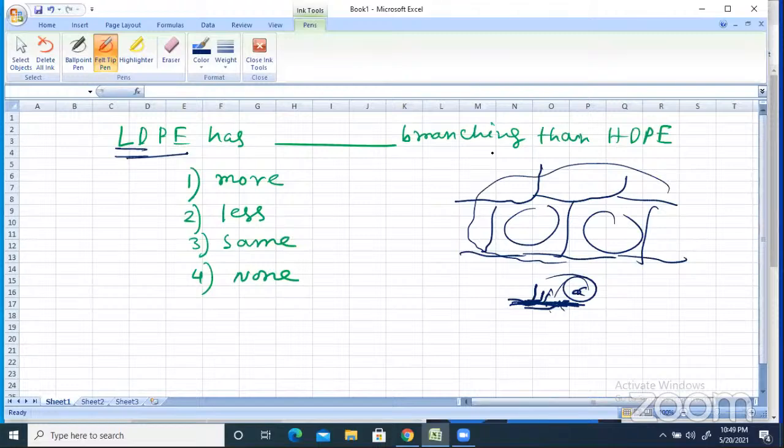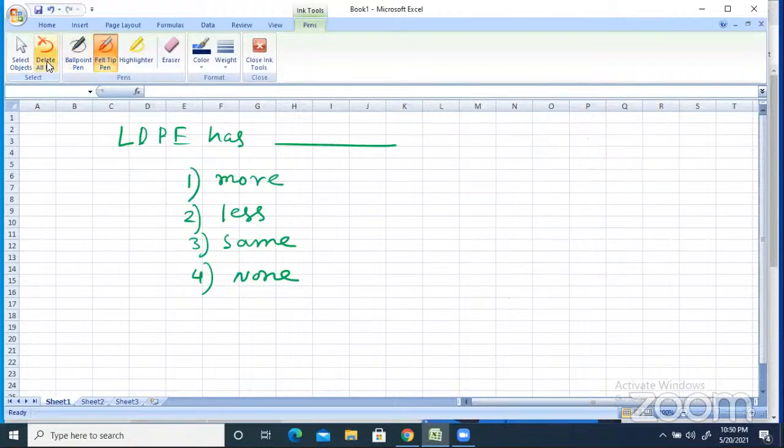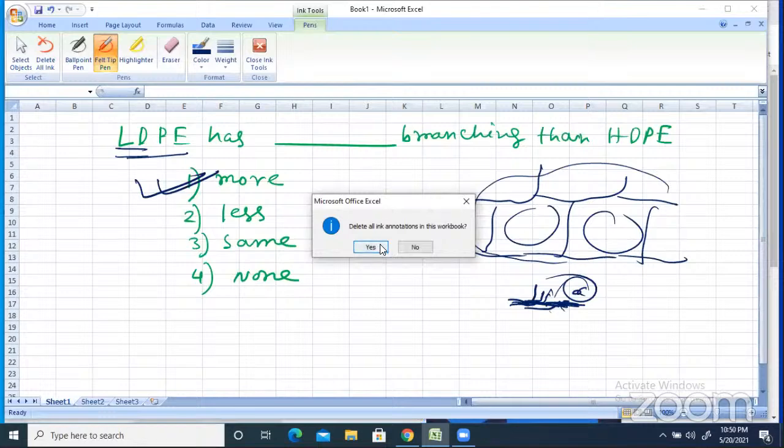Clear? So what will be your correct option? Okay, it's a tricky question. Next one.